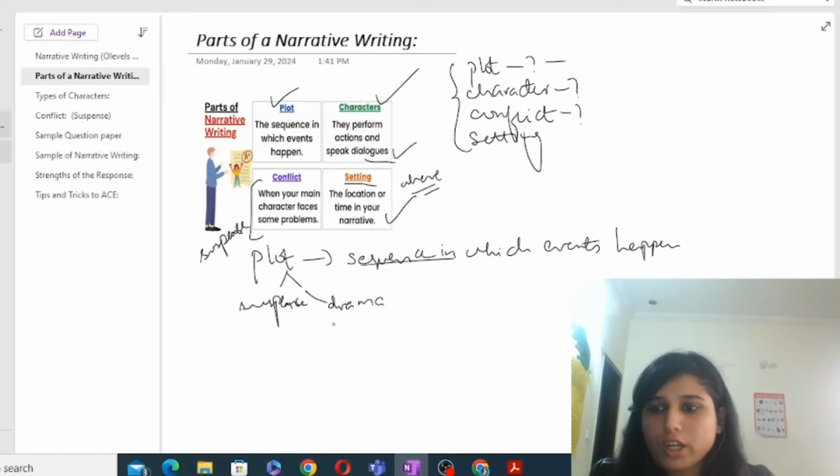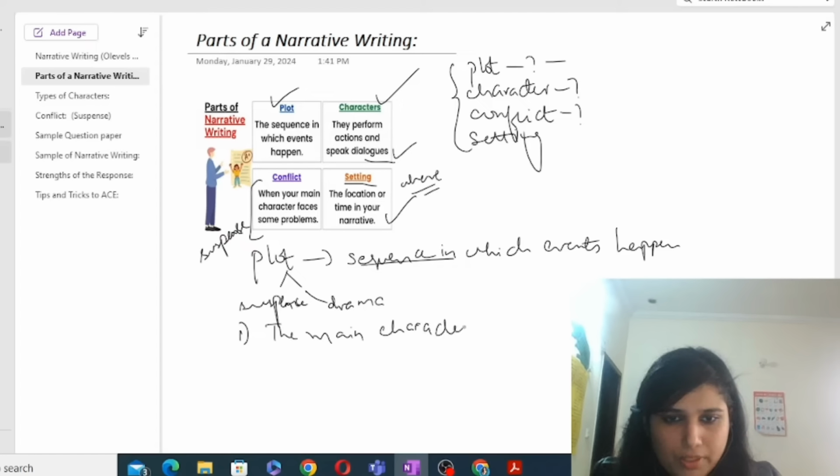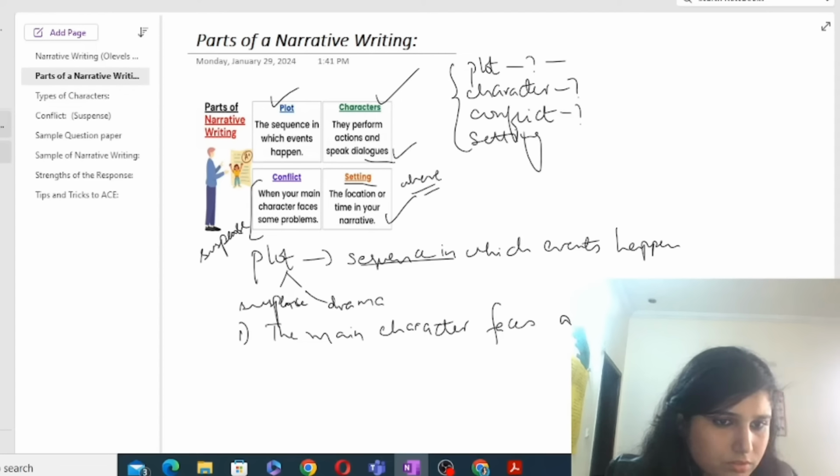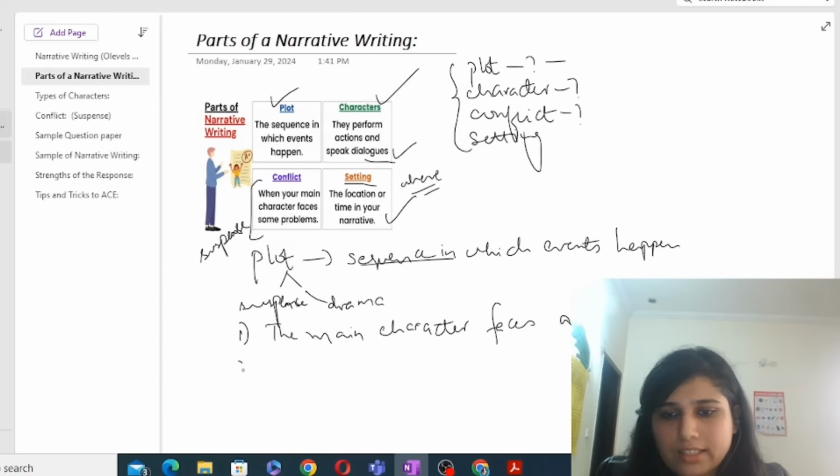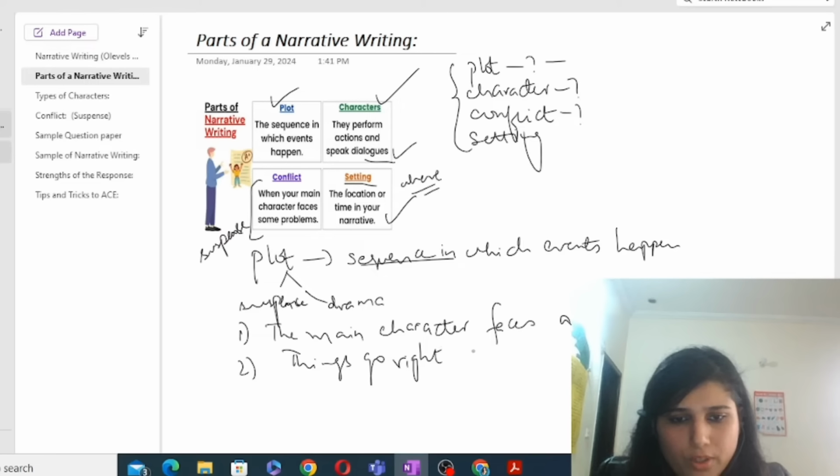To summarize, a good plot looks like this. Number one, the main character faces a conflict or a problem. Remember these points. The second thing is that things go right and everything goes normal. This is how a good plot looks.